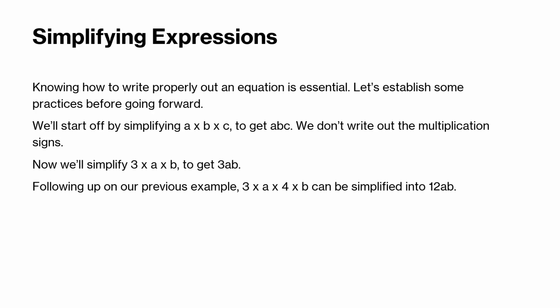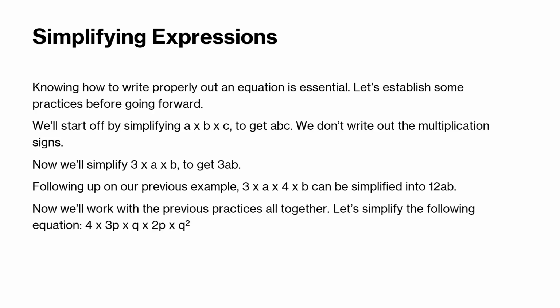Following up, we get 3 multiplied by a multiplied by 4 multiplied by b. This time, since we have two constants, we can multiply them. We get 3 multiplied by 4 gives us 12ab. Now we'll work with all of these practices put together.